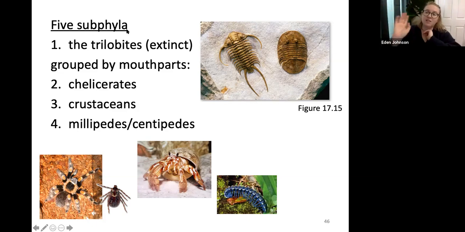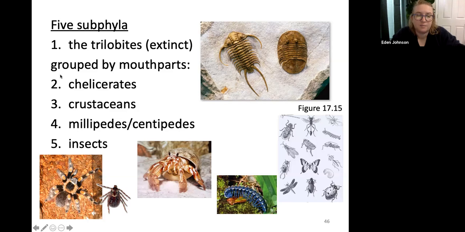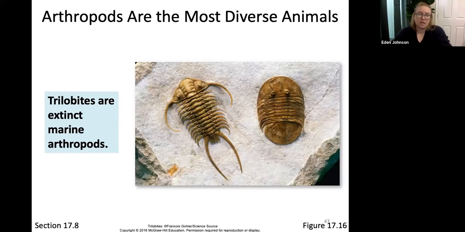So your 5 subphyla of Arthropoda, you've got the trilobites, which are extinct. Here are trilobites. And then the last 4, 2 through 5, all of these are grouped by their mouth parts. So chelicerates have chelicerae, and then crustaceans, millipedes, centipedes, and insects, they all are mandibulates. We're going to go through each of these. Trilobites are extinct marine arthropods.